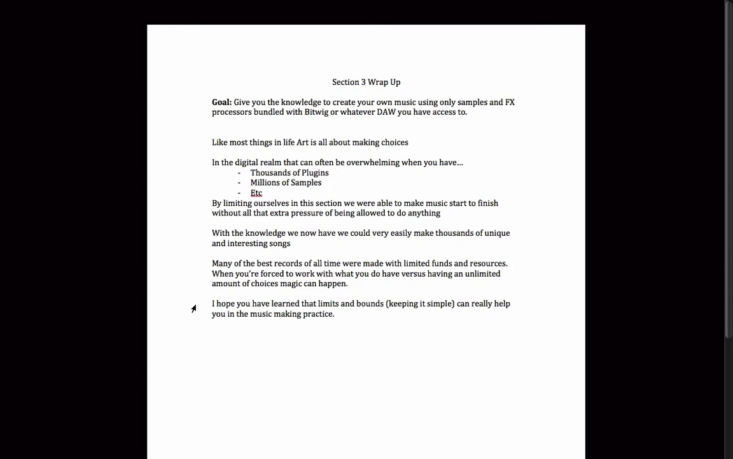Nowadays, it's like there's a plugin for this, there's a plugin for that. If you're stuck on something, you can find something that will fix it for you, as compared to you having to problem solve and figure out what it is you need to do to come up with the sound or to get the sort of emotion that you want to get out of something.